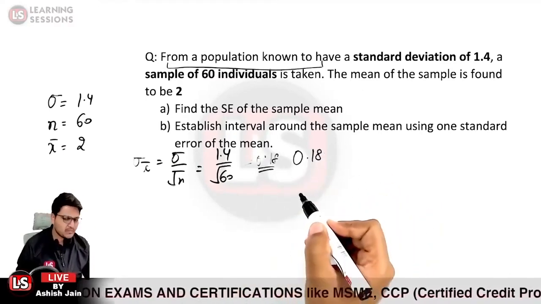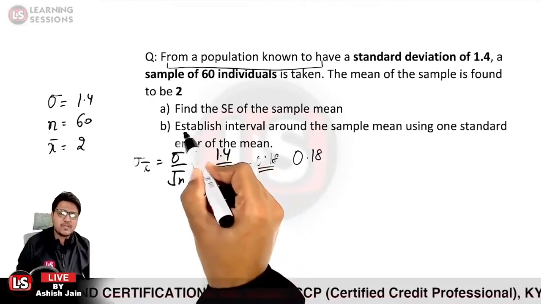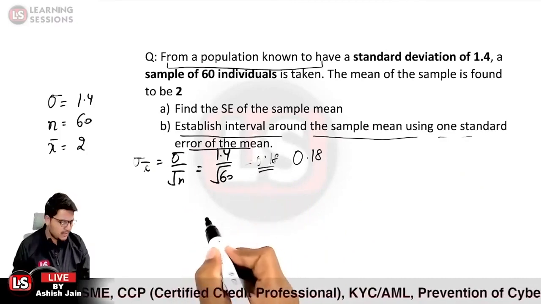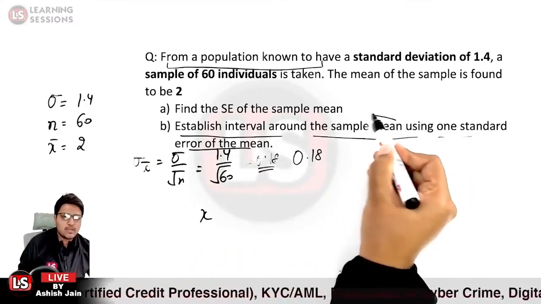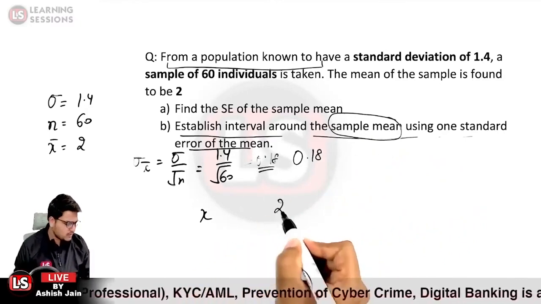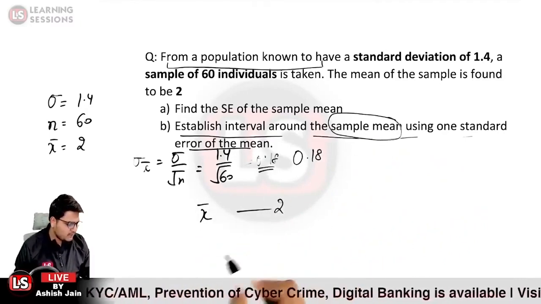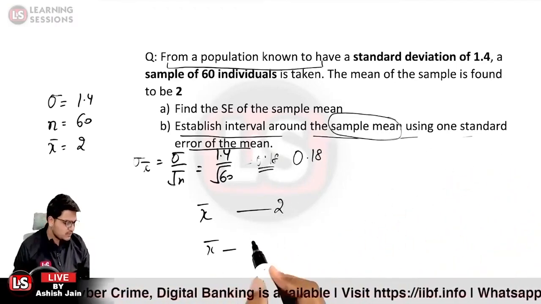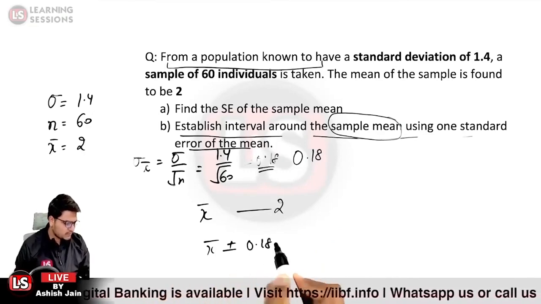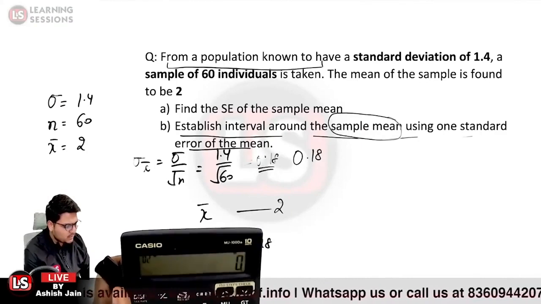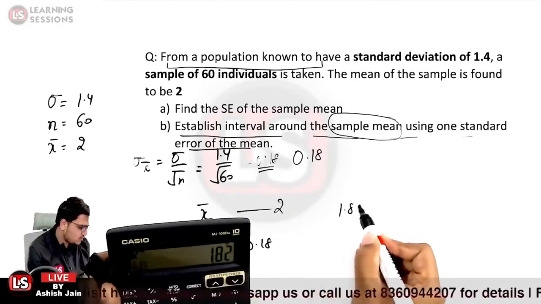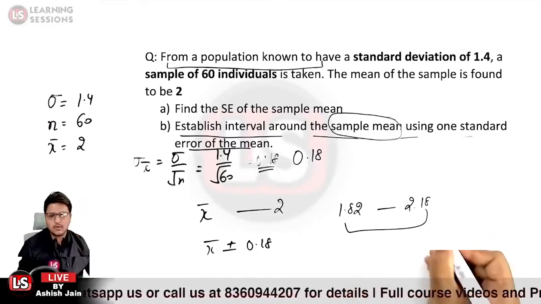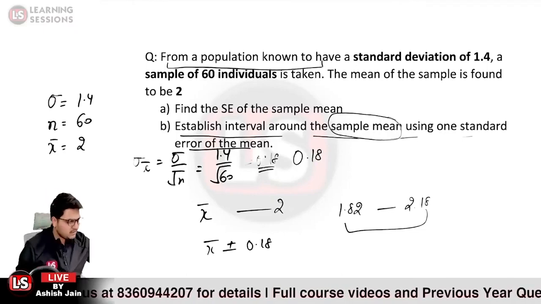Okay. And further, what does it say? Establish interval around the sample mean using one standard error of the mean. That is what we need to calculate. First of all, around the sample mean itself. It is given to be 2. So x bar is given to be 2, and further we need to calculate an interval around it, using one standard error of the mean, that is equal to sigma x bar. So it will be plus minus 0.18. So it will be 2 minus 0.18, that is equal to 1.82, and ranging towards 2.18. So that would be the interval that we need to calculate over here.